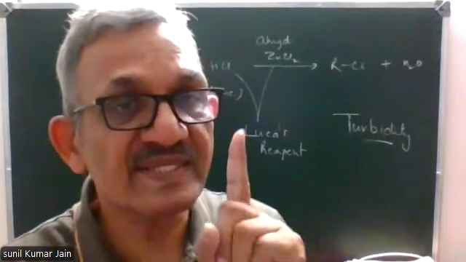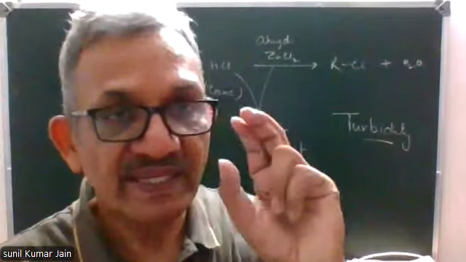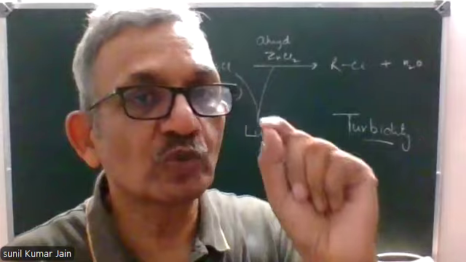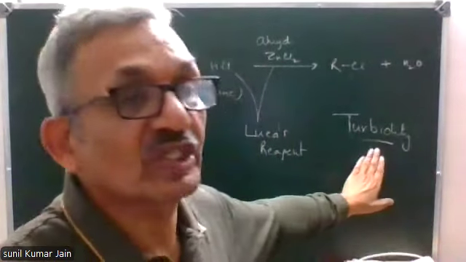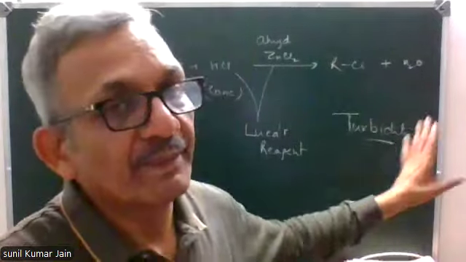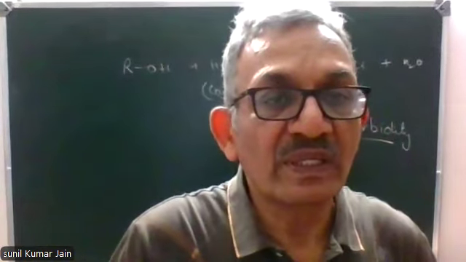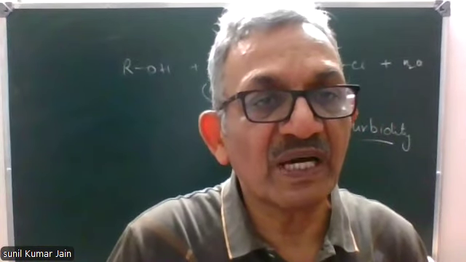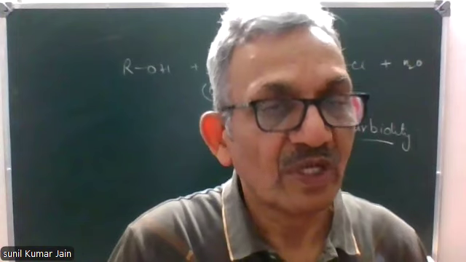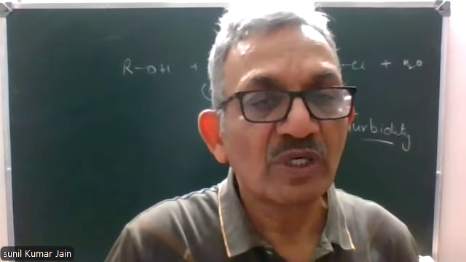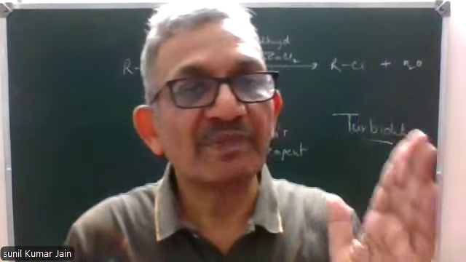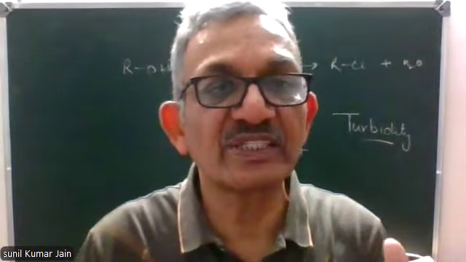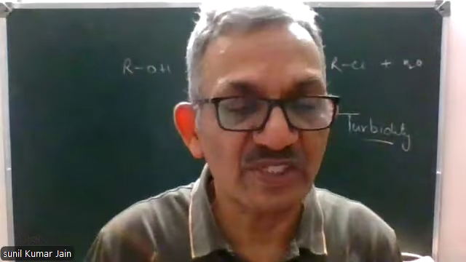If the alcohol is secondary, the reaction will be a bit slow, due to which it will take 2 to 5 minutes for this turbidity to appear. But in case it is a primary alcohol, the reaction will be very slow. It means turbidity will appear after a very long time. So this reaction can be used to distinguish between primary, secondary, and tertiary alcohols, and this is called the Lucas reagent test. So I've explained everything.